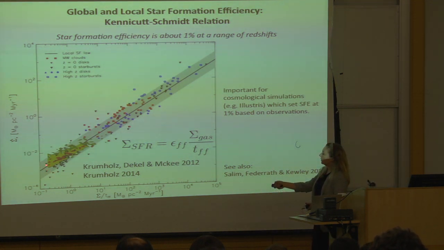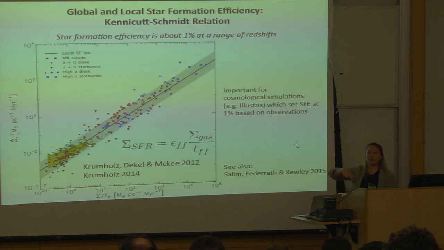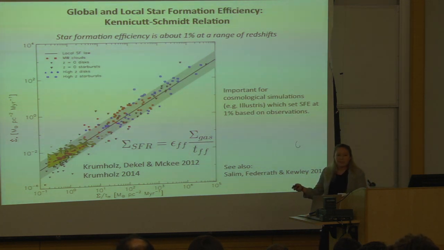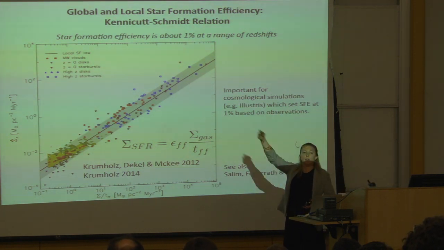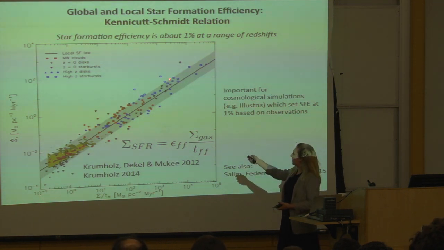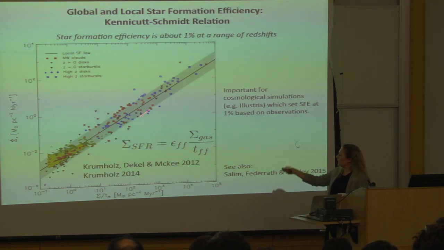And this line here, what it means is that you have a conversion of gas density to star formation density of about 1%. The gas is efficient at turning into stars at about a 1% rate. That's what I mean by this star formation efficiency. And the incredible thing here is that it doesn't seem to depend on whether you're locally in the Milky Way versus in some high redshift galaxy far, far away. Of course there is some scatter, and I will address that, but this is the amazing thing about this plot: basically, gas turns into stars in galaxies at about a 1% efficiency.